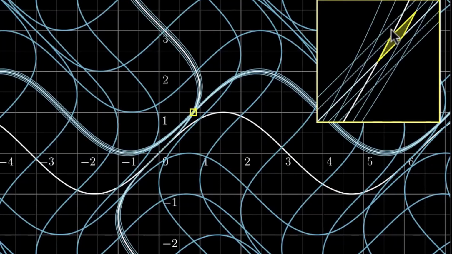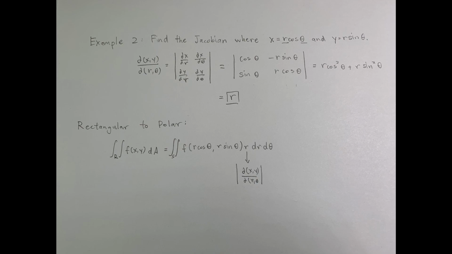What we get out of this is a matrix full of these partial derivative values that represent this stretch or squish of this parallelogram. And then when we apply this to a double integral, it allows us to change the variables. Now let's quickly revisit example 2.